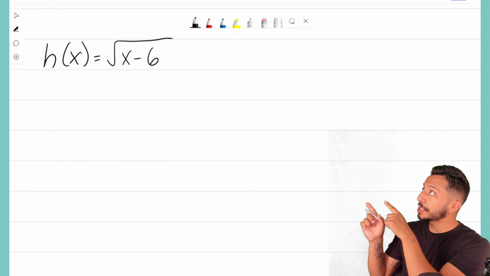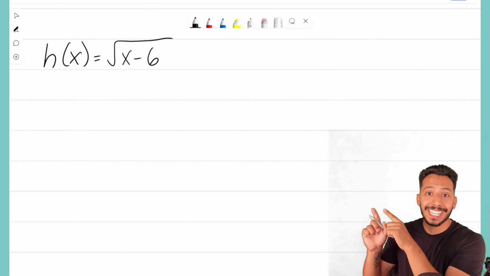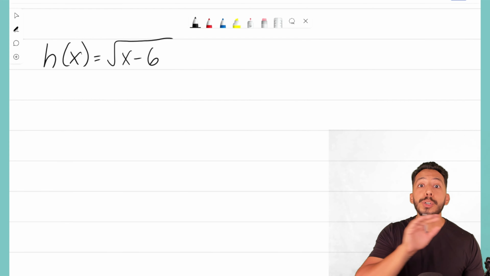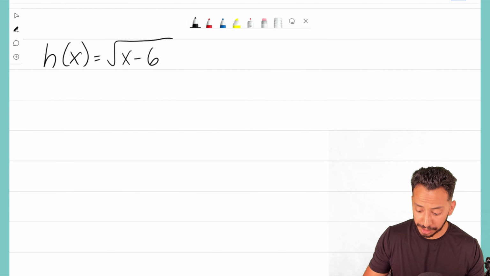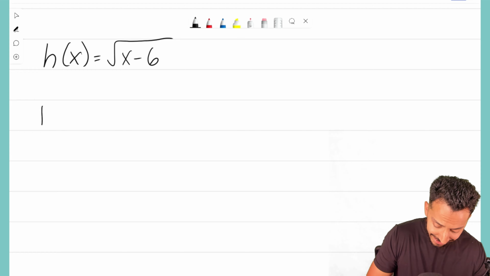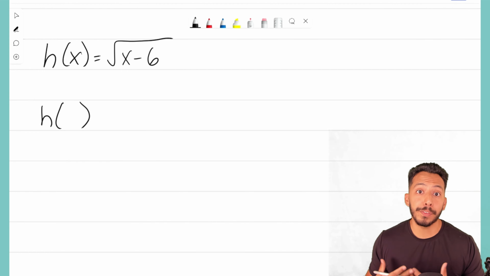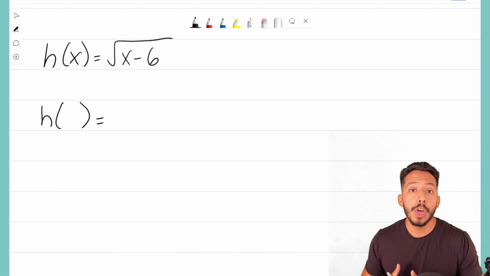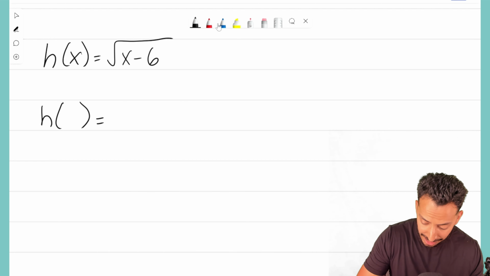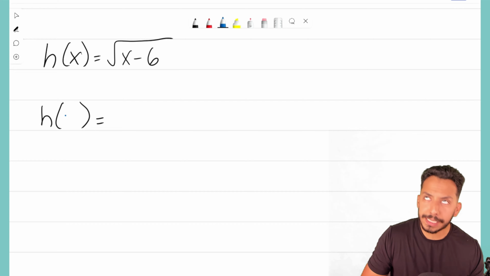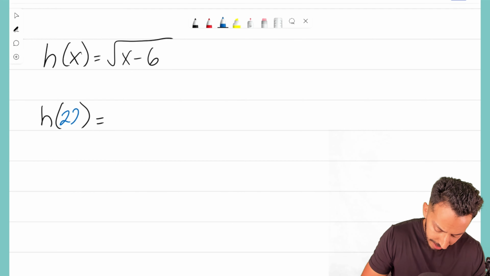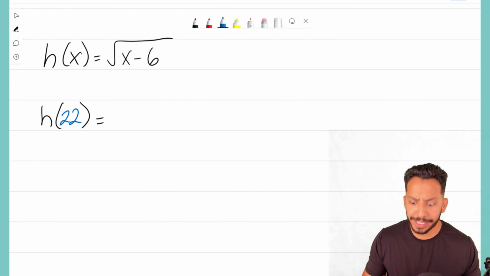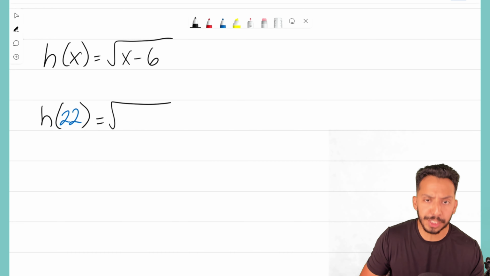I see that I have a function up there. It is h of x and it equals the square root of x minus 6. So for this problem we need to now pick an input for x. What are we going to change x into? What's going to be that new value so that we can find its output? Let's make x equal to 22. Why not, right? 22 is going to work out.